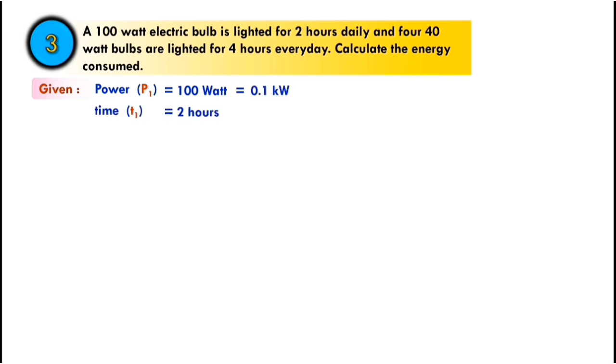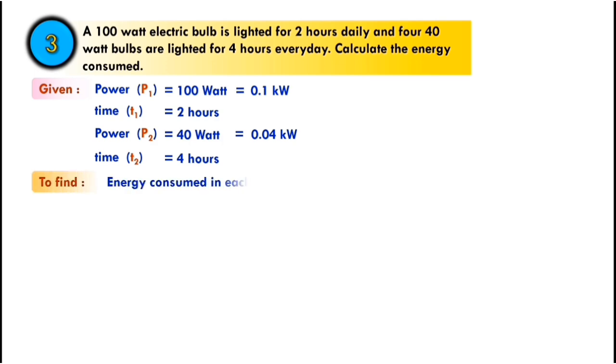Time is given, time 1 equal to 2 hours and power 2 is 40 watt and time 2. So again we have to convert this watt into kilowatt. So we will get 0.04 kilowatt and time 2 it is given 4 hours. Okay, so now we have to find how much energy is consumed in these two cases. Clear everyone? So we have to find out the energy consumed in each case.